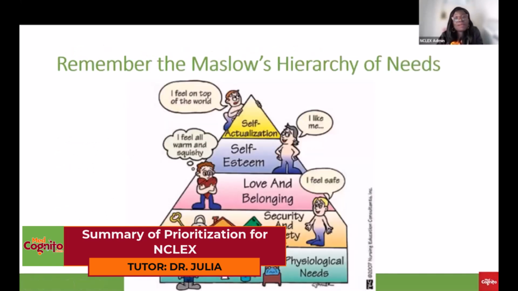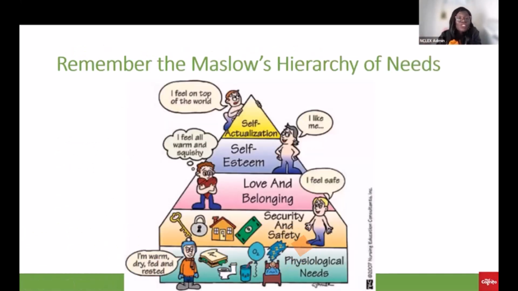And we shared Maslow's hierarchy of needs. Physiological needs should be prioritized before safety, love and belonging, self-esteem, and self-actualization.